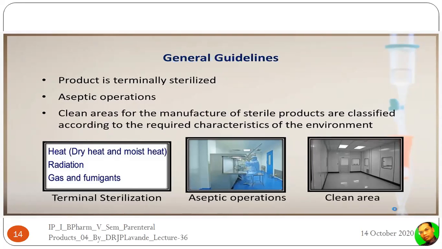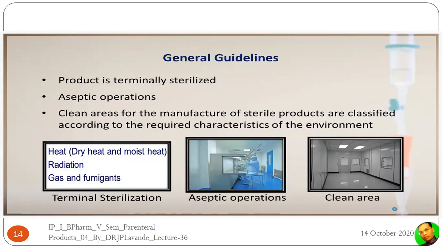These are divided into different grades from A to D, or from class 100 to class 1000 to class 1 lakh. Based on these numbers from A to D and from 100 to 1 lakh, their degree of cleanliness goes on decreasing. So the class A area is the utmost or highly clean area. Class D is the area which is least clean compared to class A.